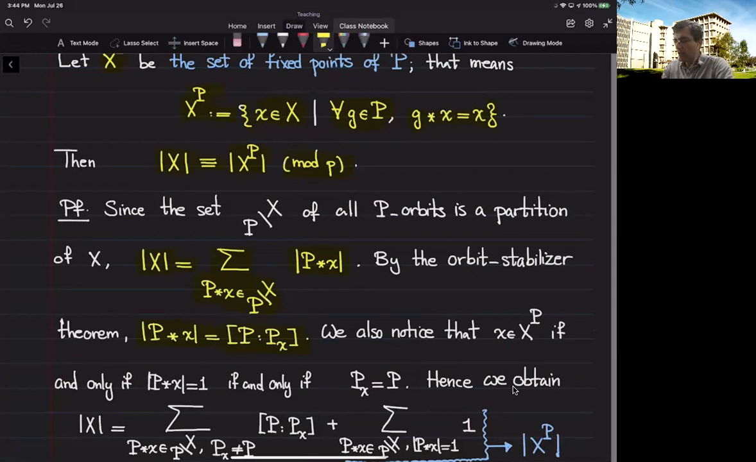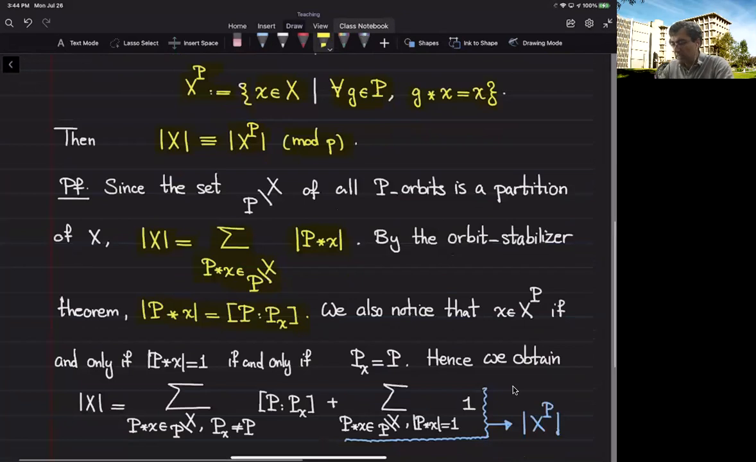in P. We also notice that a point is in the fixed points of P precisely when its P orbit has only one point, and that is X, because every element of P that I act on X is supposed to send it to itself. So the P orbit of X has only one point in it, and that is X. And that's equivalent to saying that all the elements of P are stabilizing the point X, and therefore the stabilizer subgroup of P with respect to X is the entire P. So all these statements are equivalent.